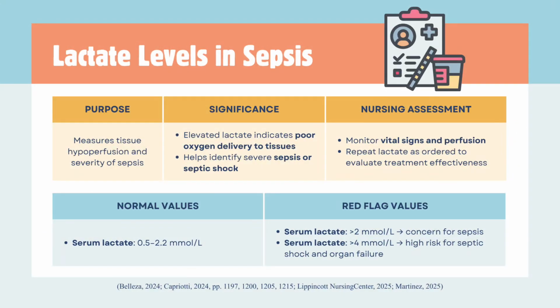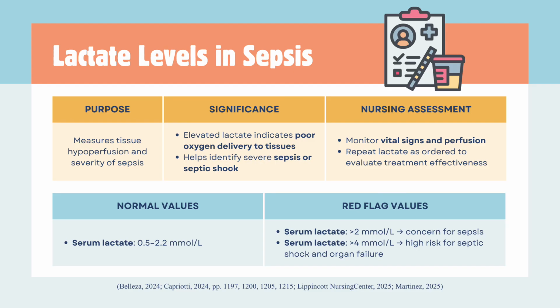In sepsis, lactate levels are used to measure tissue hypoperfusion and assess the severity of illness. An elevated lactate level indicates inadequate oxygen delivery to tissues and a shift towards anaerobic metabolism. This is a key marker used to identify severe sepsis and septic shock. Normal serum lactate levels range from 0.5 to 2.2. A level greater than 2 is concerning for sepsis, while levels greater than 4 are associated with a high risk for septic shock and organ failure.